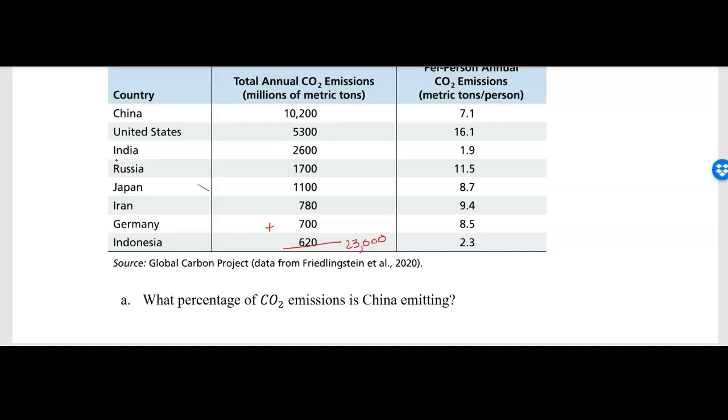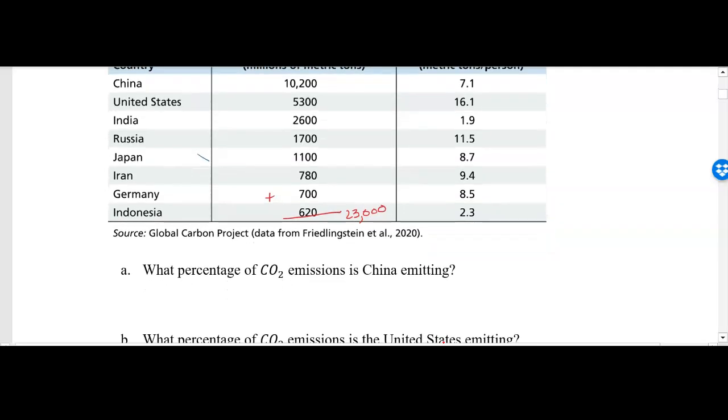So if you add all of these numbers up, you get 23,000. Now we can answer the question, and let me just slide this up a little bit. The question says, what is the percent of emissions from China? Well, that would be China's emissions, which is 10,200, divided by the whole, which is a total of 23,000.